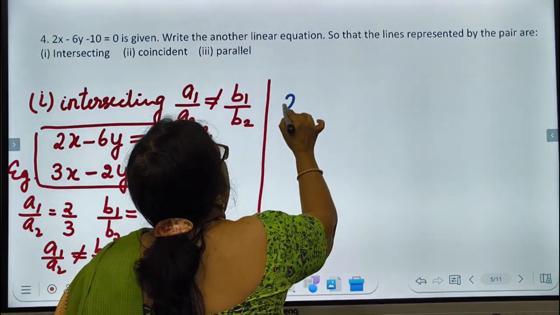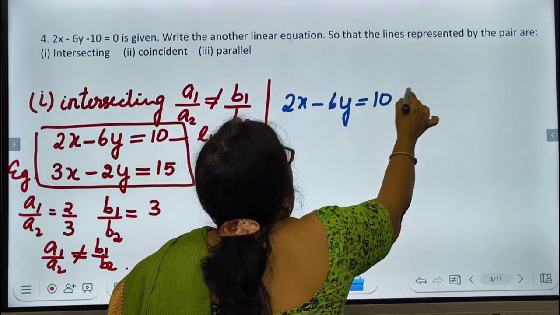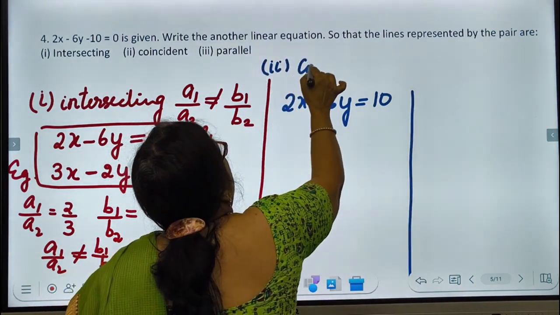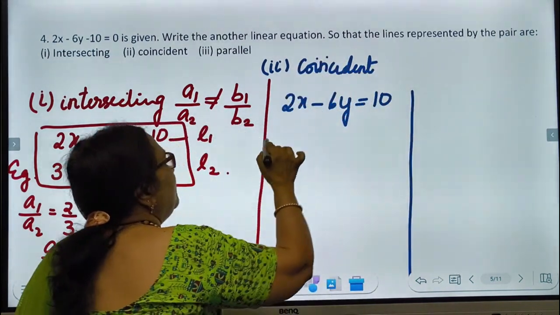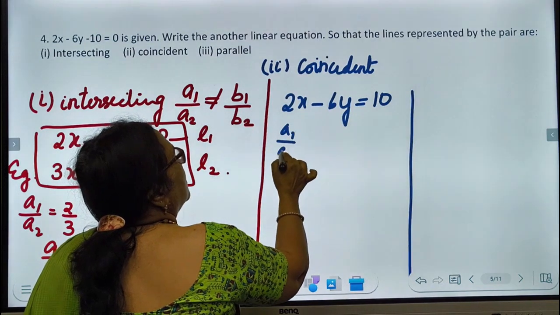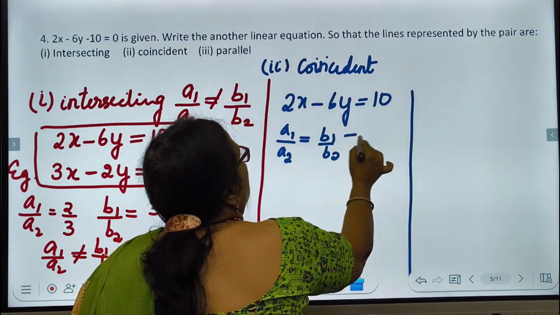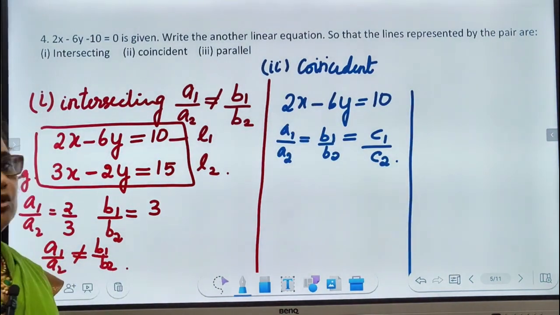Now the first line is 2x minus 6y equal to 10. Now the second case is I have to give coincident lines. So if the lines have to be coincident, A1 by A2 should be equal to B1 by B2 should be equal to C1 by C2.